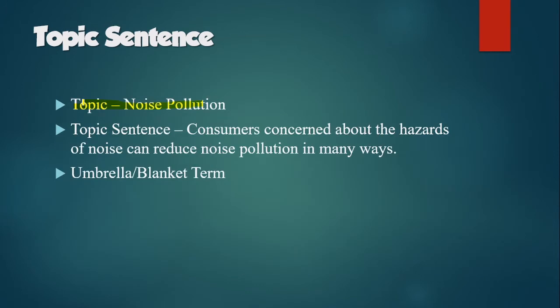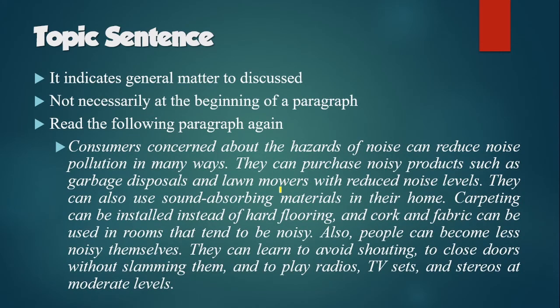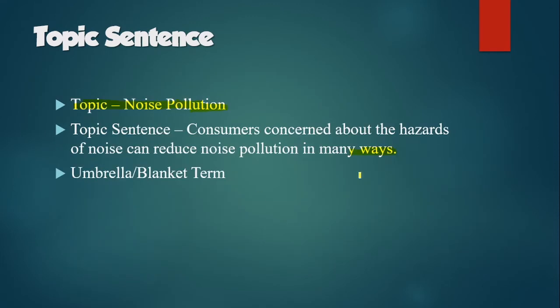You all know already that the topic of this paragraph is noise pollution. So, what is the main point the author is trying to make here? The writer in the first sentence talks about the ways in which noise pollution can be reduced. In the remaining paragraph, the writer discusses those ways in which the noise pollution can be reduced. We can say for sure now that the topic sentence best expresses what the entire paragraph is about.